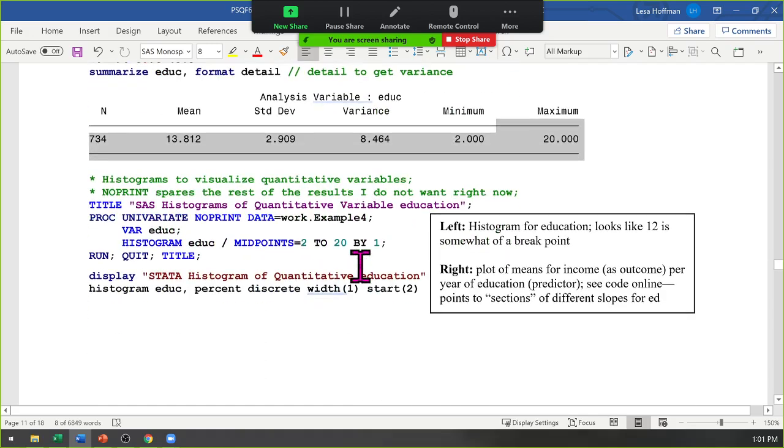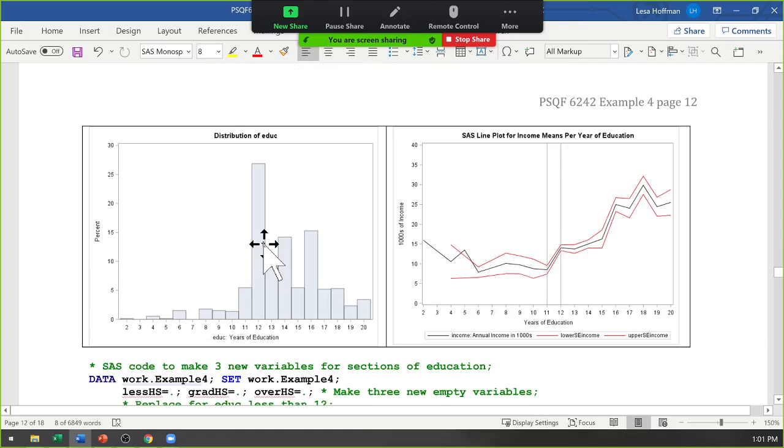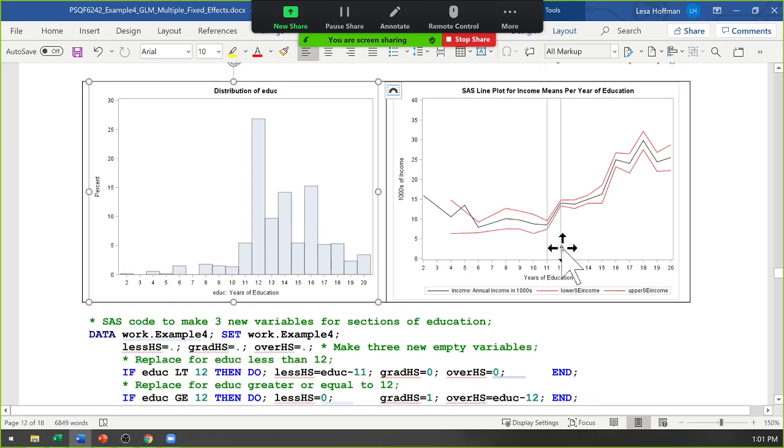So this is a histogram showing years of education. As you might expect, there's a lot of people who report having 12 years of education. Most of the people in the sample, though, are relatively well educated, not as many people down here. And here is a plot on the right of the means by education. So we looked at this last time in the PowerPoints. If you're interested to see how I made this picture, there's SAS code online with which I did that.